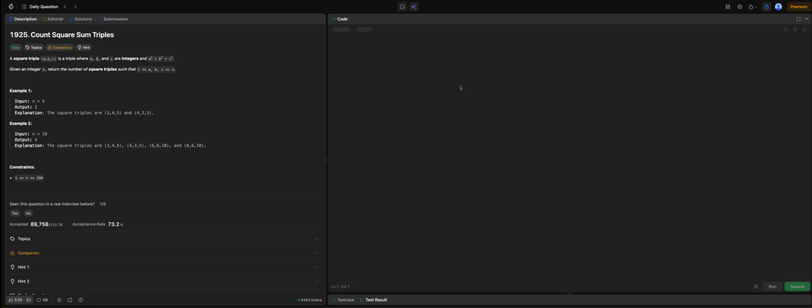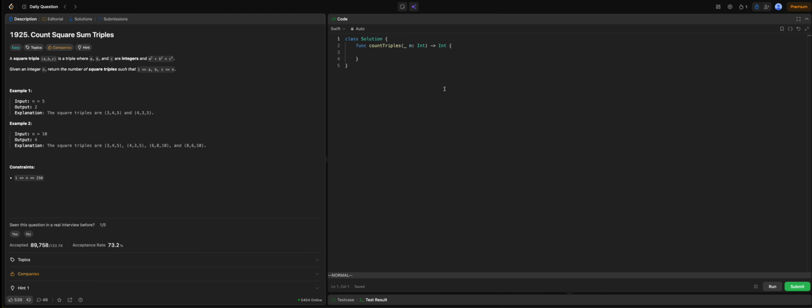Alright, let's solve the LeetCode problem. The problem is counting square triples. A square triple is a mathematical equation where a squared plus b squared is equal to c squared. We are given an integer n, and we have to return the number of square triples such that a, b, and c are in the range of 1 to n.